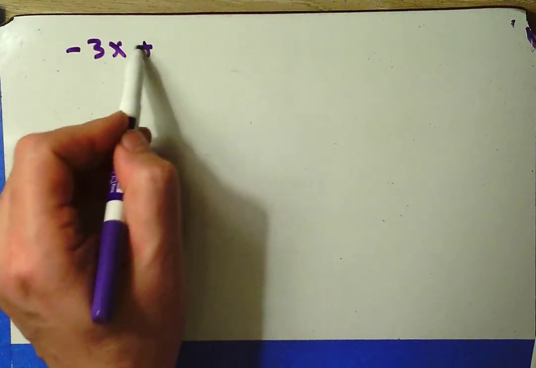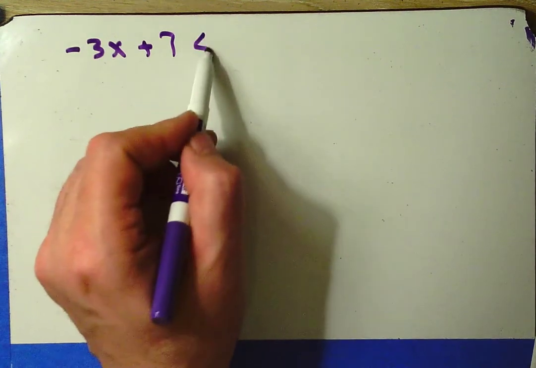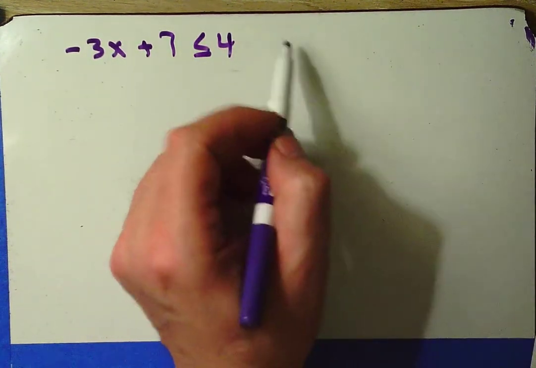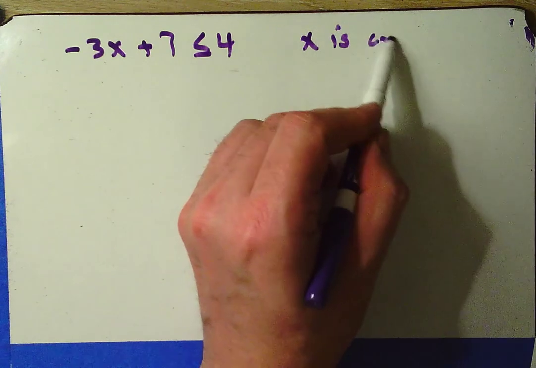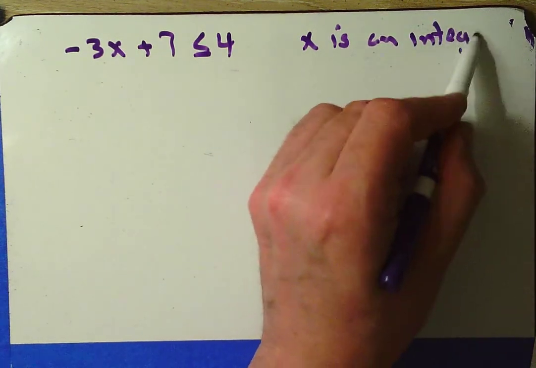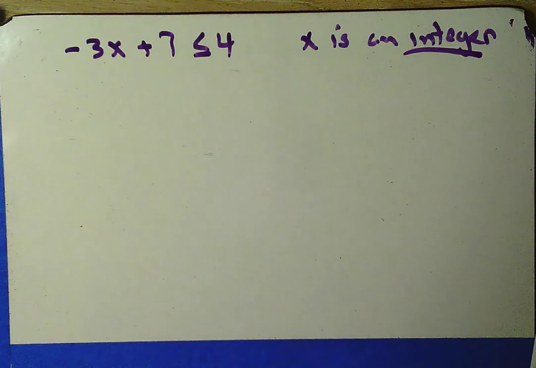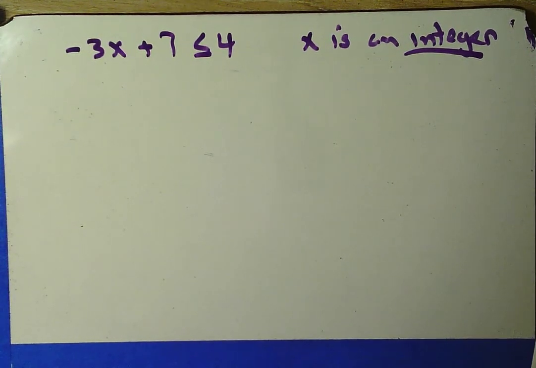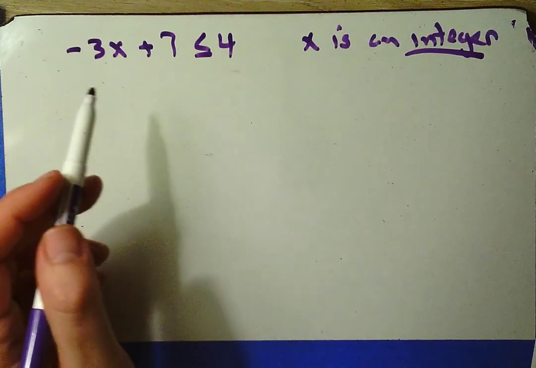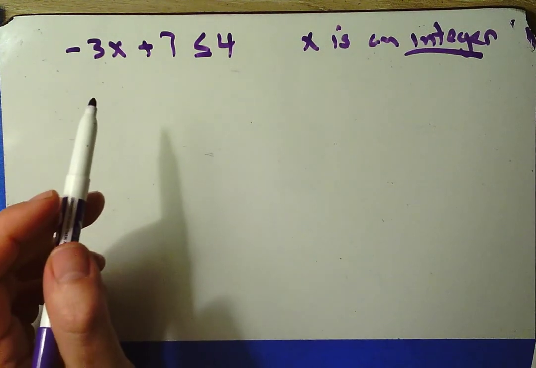Horrible. I recommend you skip this problem if you're on the ACT, unless you feel like you've got plenty of time. It seems simple enough when I start the problem. Negative 3x plus 7 is less than or equal to 4, and x is an integer. Remember, integers are numbers like 2, 3, 1, 0, -1, -2, -3. Those numbers, okay? So let's keep that in mind as we solve this problem.